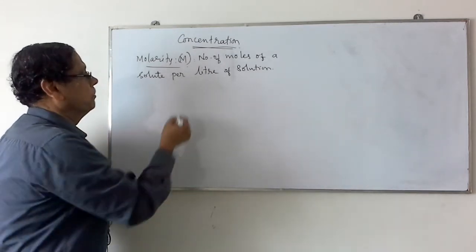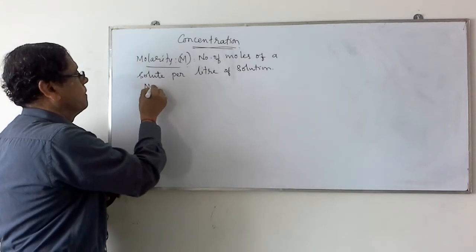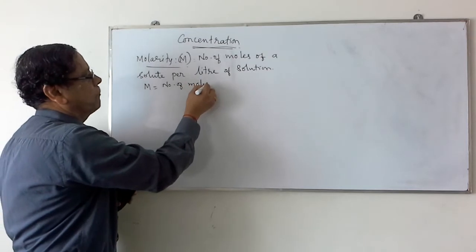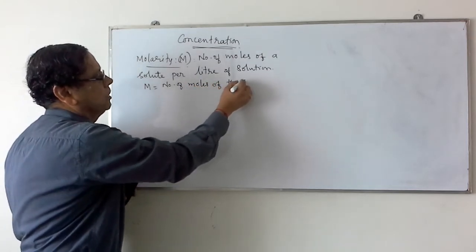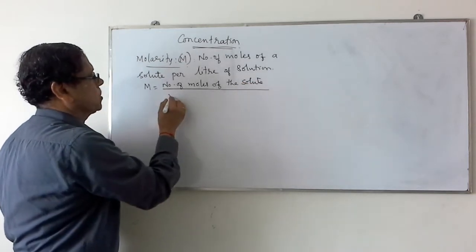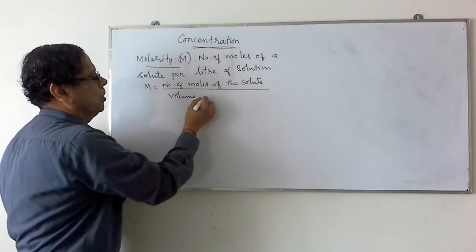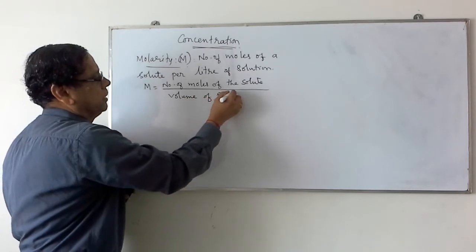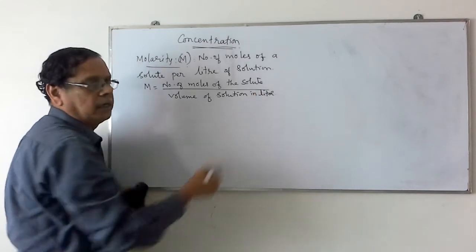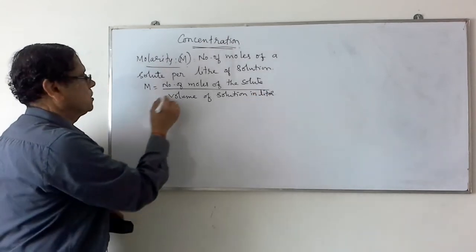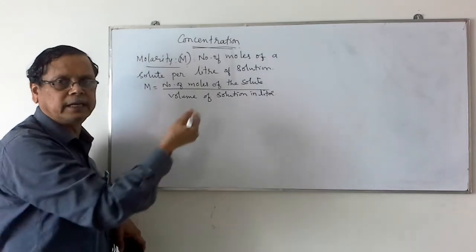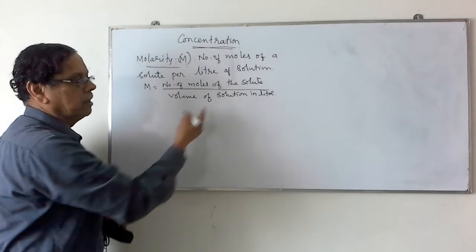and make up the solution to 1 liter or 2 liters or 3 liters or whatever volume that you want. But to express this molarity, we write it as the number of moles of the solute divided by the volume of solution in liters, volume of solution expressed in liters. Suppose the number of moles of the solute is directly given and the volume of the solution is given in liters, then take the ratio. But usually that will not be the case.